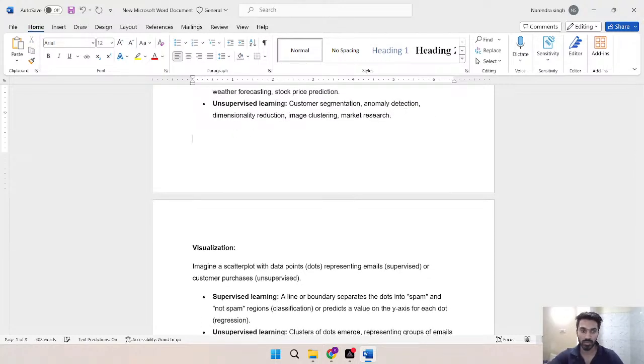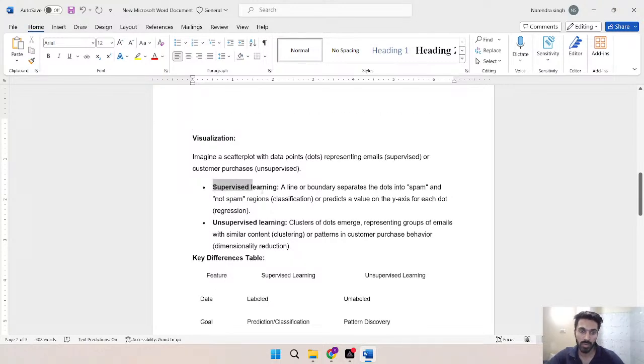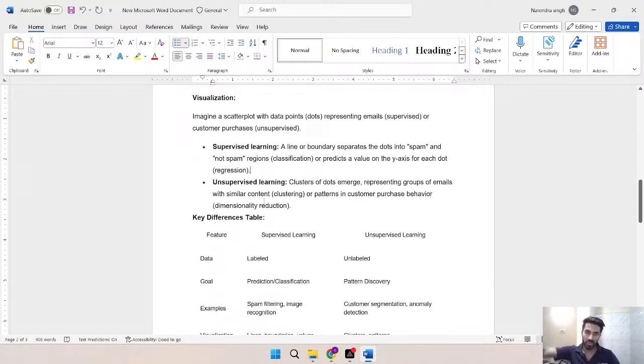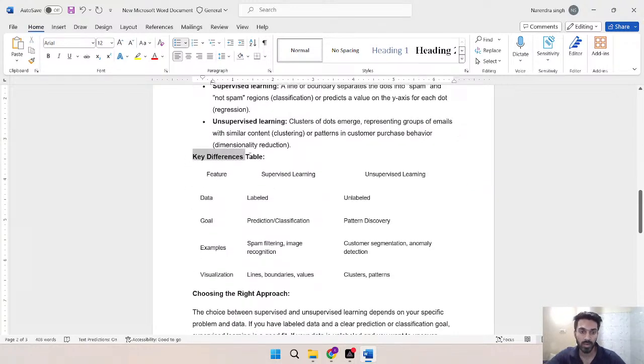Coming to the visualization here, in supervised learning, a line or boundary separates the dots into spam and not spam regions, for classification or prediction. You can use a linear line in supervised learning. But in unsupervised learning you don't have labeled data, so you have to do clustering. For clustering you draw circles that emerge as groups of emails with similar content, clustering or patterns.